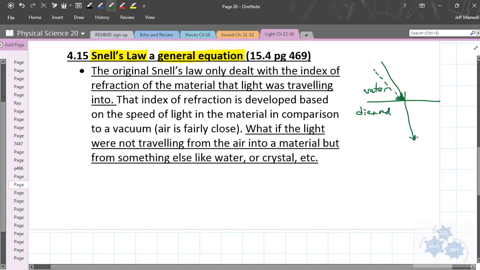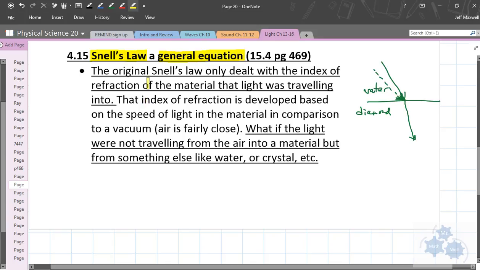It's going to bend more going into diamond. But if it's coming out of water, it's already slowed down a little bit. You see that? So it doesn't have to slam on the brakes so much. So there are going to be different rules governing how the refracted ray is changed. The original Snell's law only dealt with the index of refraction of the material the light was traveling into. What if the light were not traveling from air, but from something else? So that's basically what we're saying here.